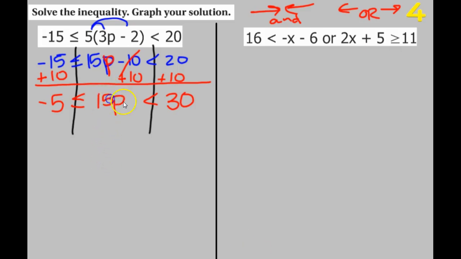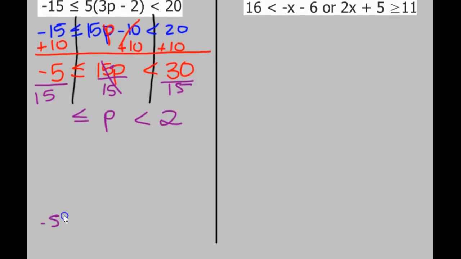And then last, the opposite of multiplying by 15 is divide by 15. So we have p. 30 divided by 15 is 2, goes in 2 times. Negative 5 divided by 15, we can simplify that by dividing by 5. And that gives us negative 1. 5 divided by 5 is just 1. 15 divided by 5 is 3, or negative 1/3.